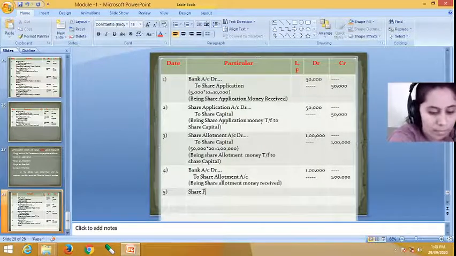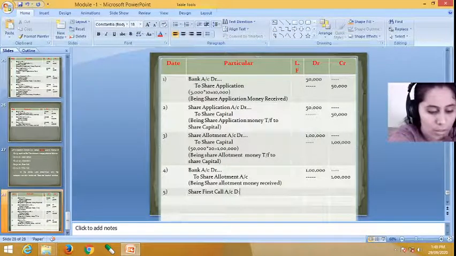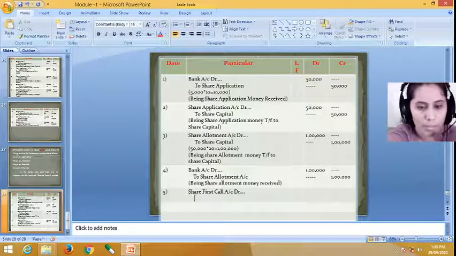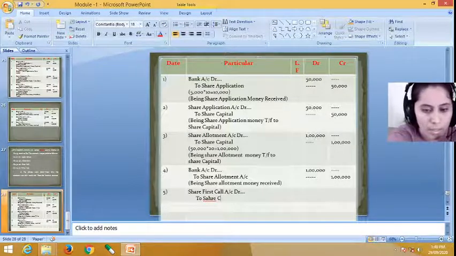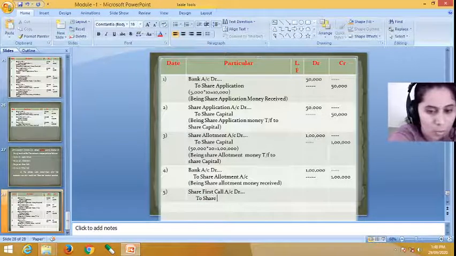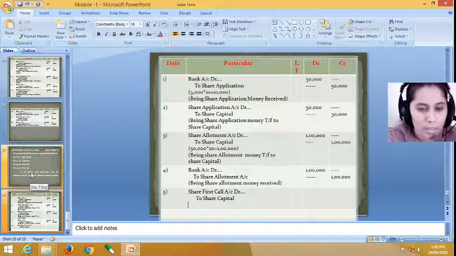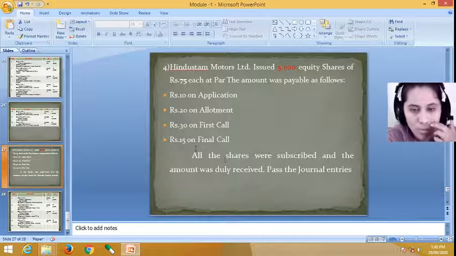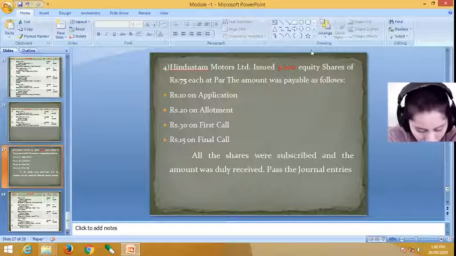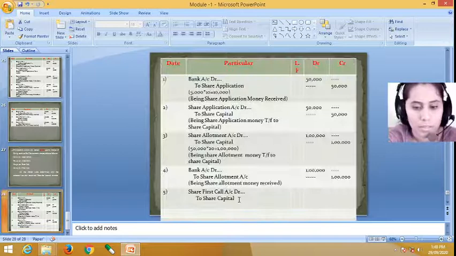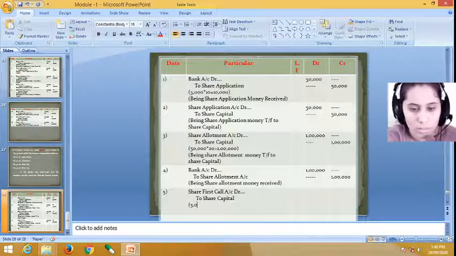Share first call account debit. Here you are transferring that money to share capital. So what is the first call money here? The first call money is 30 per share, and the number of shares is 5,000. So 5,000 into 30 is 1,50,000.